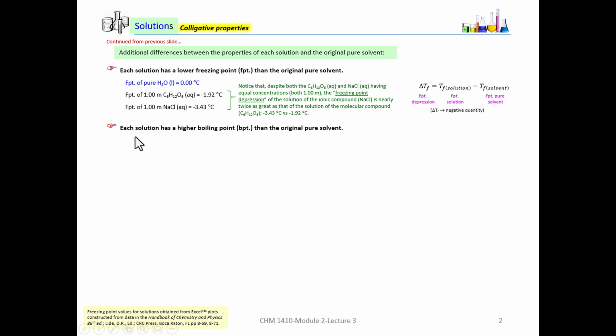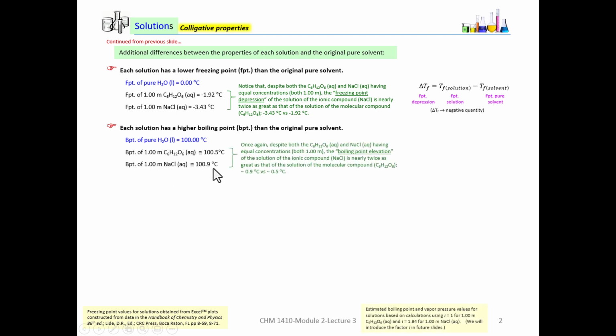Each solution actually will have a higher boiling point than the original pure solvent. So for example, the boiling point of water, as you know, is 100 degrees C. The boiling point of the 1 mol glucose solution is 100.5 approximately, and of sodium chloride 100.9. So again, both solutions have higher boiling points than the original pure solvent. They both show boiling point elevations, but the boiling point elevation for the sodium chloride is about twice as high as the boiling point elevation for glucose.